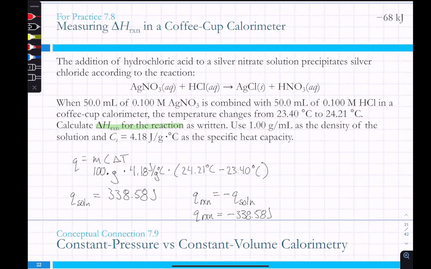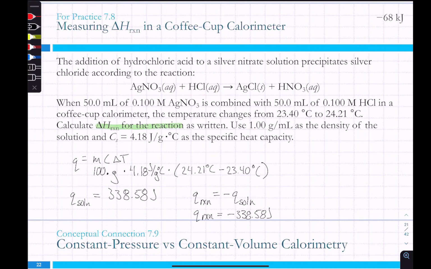We start with the molarity. We want to find moles. Yeah, so we use the molarity to find moles. And we can use either of these. Since they react in a 1-to-1 ratio, and it's the same volume, the same molarity, that means you have the same number of moles of each. So this reaction, in theory, would go to completion. So I'm just going to use the silver nitrate because it's first.